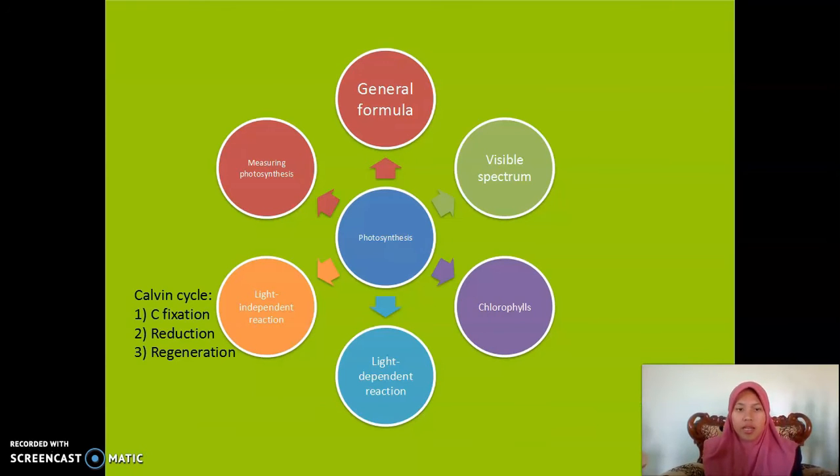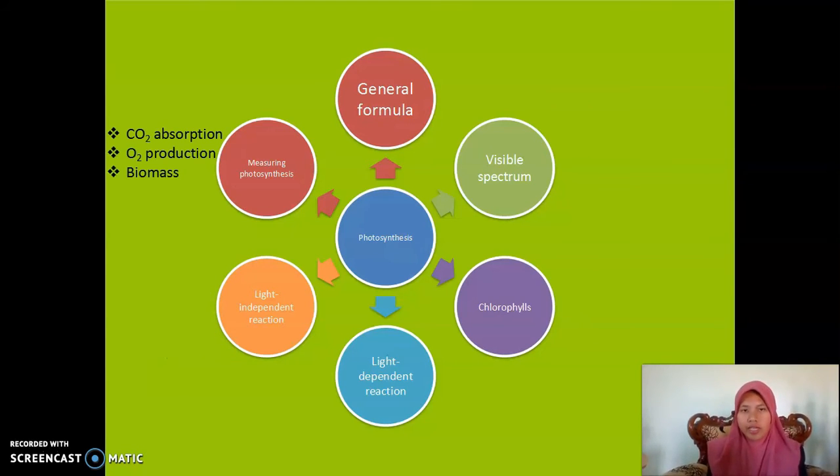Okay, next one is the light independent reaction. Okay, so from the name itself pun, maknanya it doesn't need light, it doesn't depend on light. Okay, jadi the process ataupun the reaction that occurs in the light independent reaction is the Calvin cycle. And Calvin cycle tu dia ada tiga process. 3 fasa. Carbon fixation phase, the reduction phase, and also the regeneration phase.